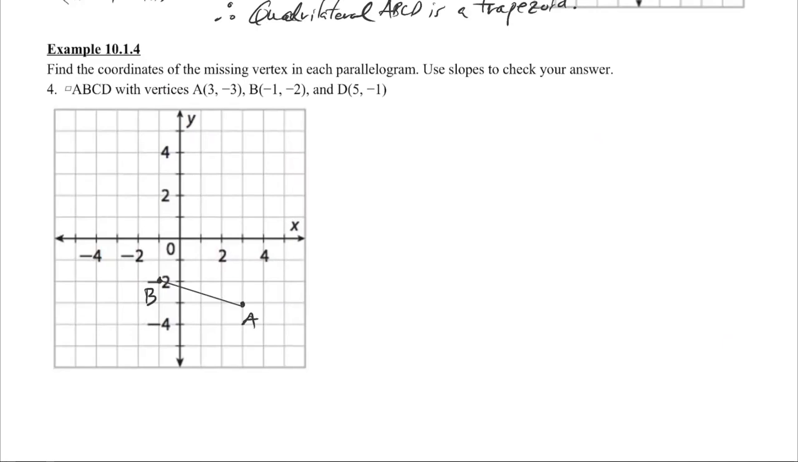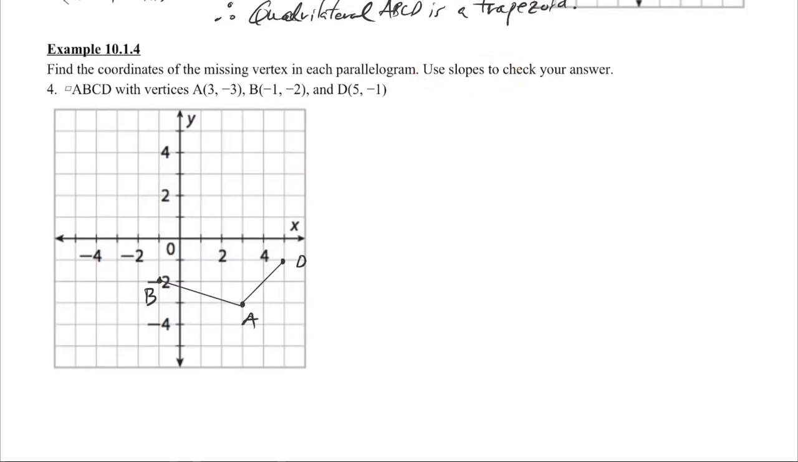And then we have D, is, well, what's a D? 5, -1, which is here. Okay. So I draw a line over there. Okay. Now the question is, we're going to find C, right? And it said using slope. Ooh.